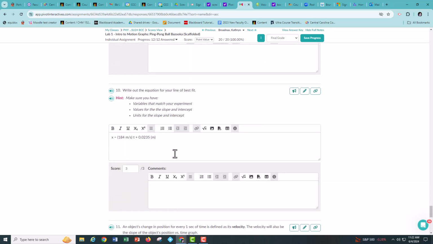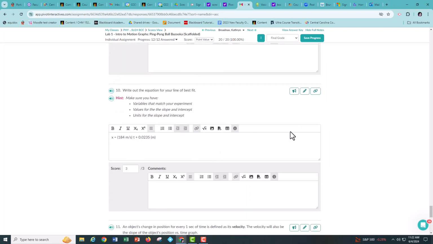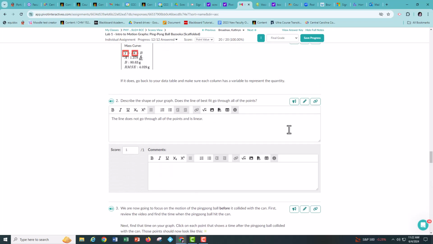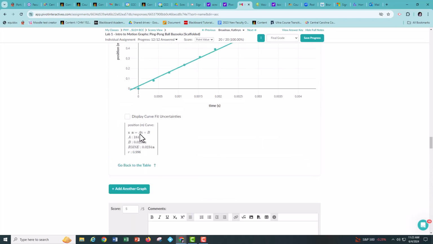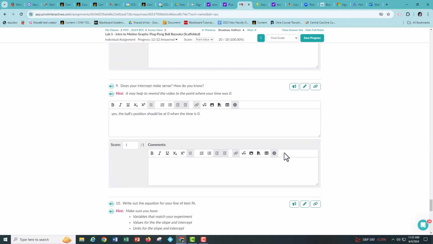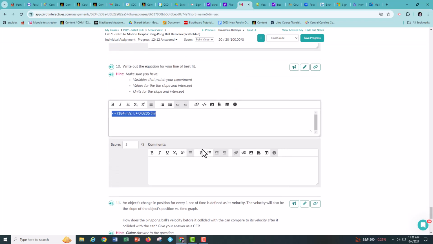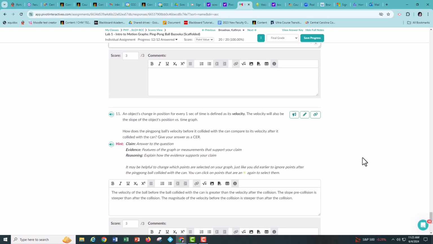And then your equation should always be in the form y equals mx plus b. So in this case, if you go back to your curve fit, it gives you x equals at plus b. So all you're going to do is say x equals 184 meters per second times time plus 0.0235 meters, just like this person did on theirs. Let me show that to you right there. That's it.